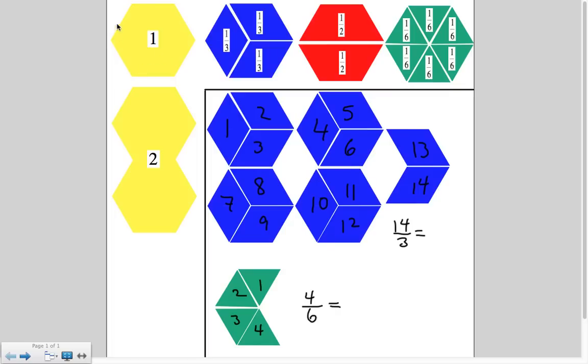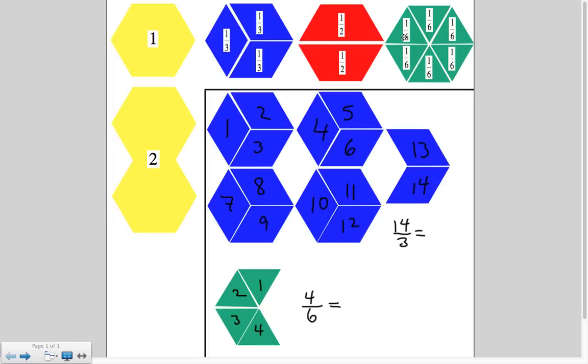First of all, let's consider this yellow hexagon and let's call it one whole. Therefore, the double hexagon would be considered 2. This blue diamond here would be considered 1/3. You can see that there are 3 of these making up one whole. And here we have a red trapezoid, and it would cover half of the yellow hexagon. And so we've got 2 of those making up one whole.